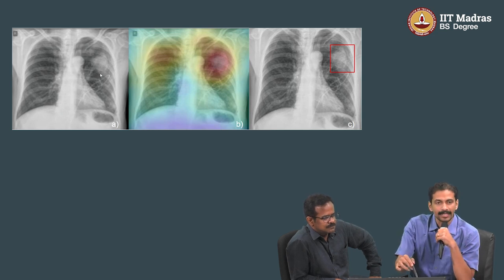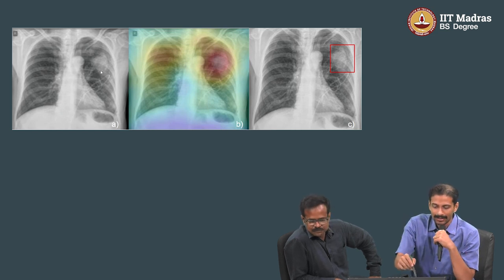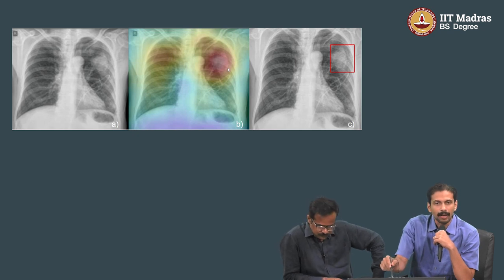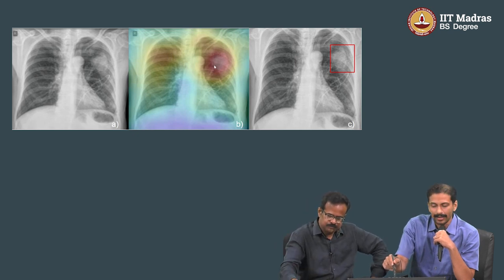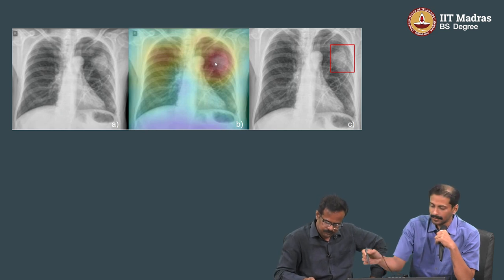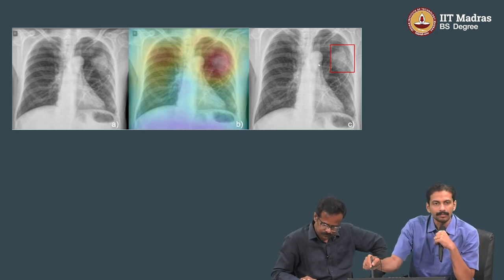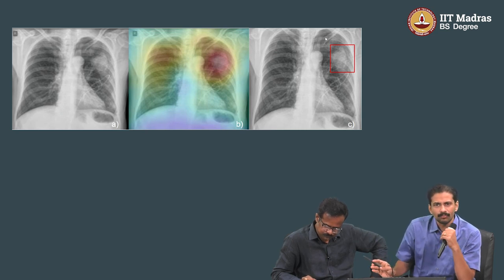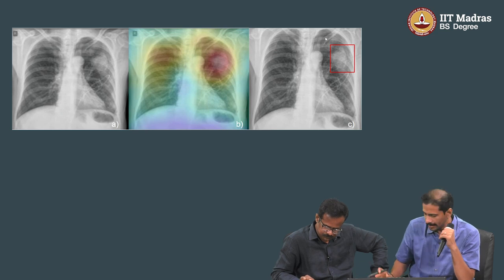So this is a chest X-ray again. You can understand now, right? Chest X-ray, and there is an abnormality here. And there is a heat map which is saying that this particular area is abnormal. And that's the bounding box. So it was able to pick up the COVID positive X-rays and lesions in a decent number of patients.